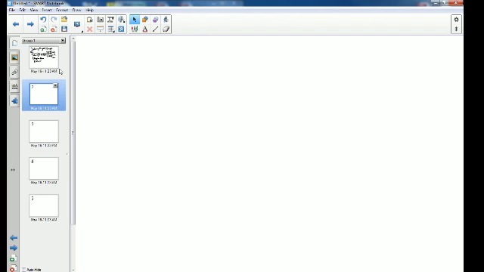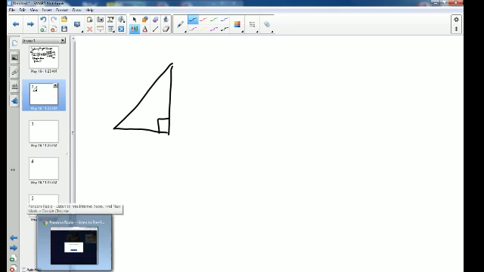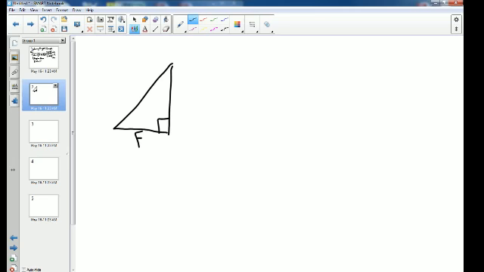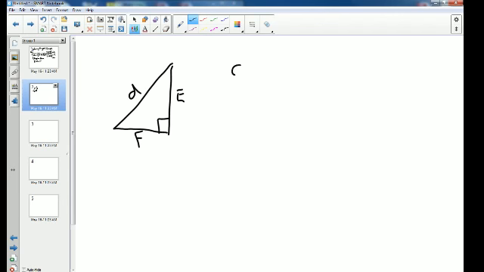So for our first problem, we are given this right triangle. We are given side F and side D, where D equals 32 and F equals 17, and we need to find E.